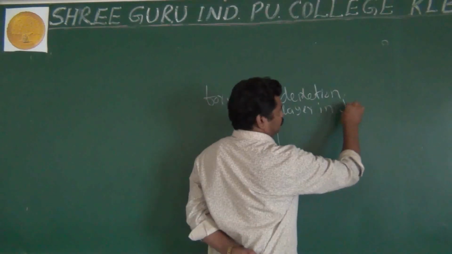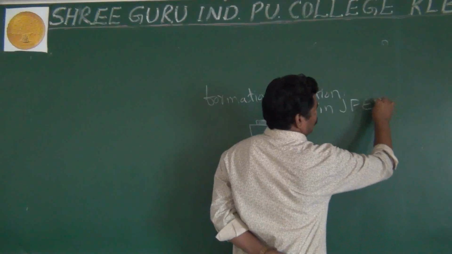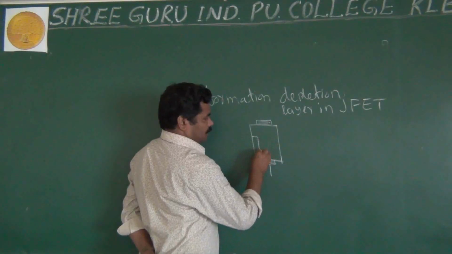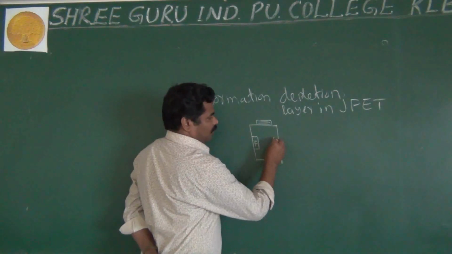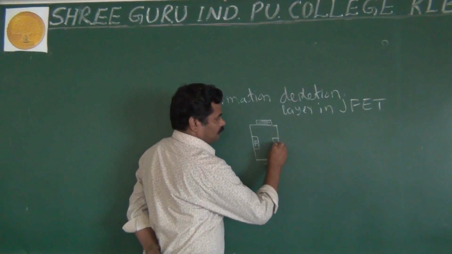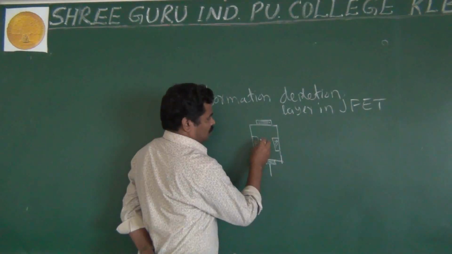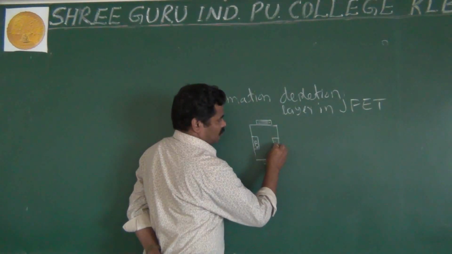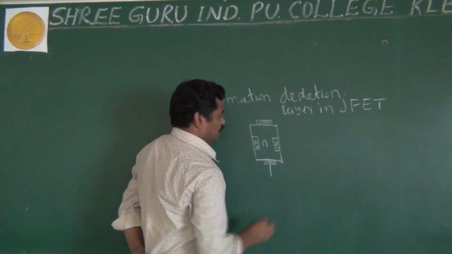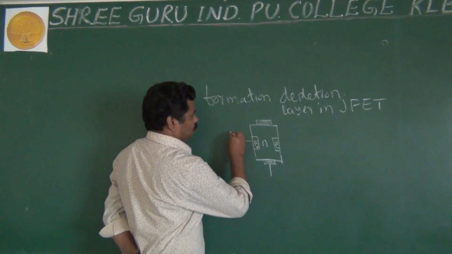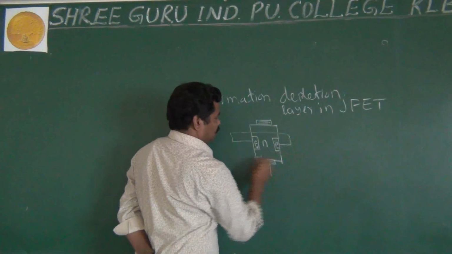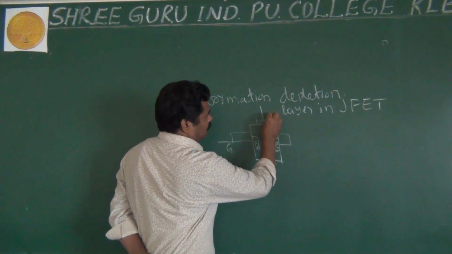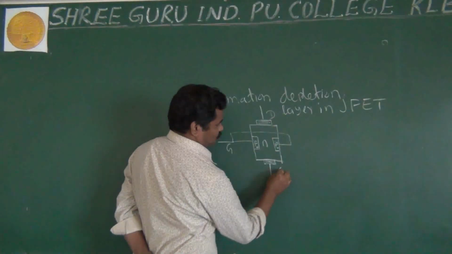In JFET, you studied in your first year about diodes. Now we will take, here you are having the P-type, here also you are having the P-type. You take P plus, you also take P plus. Here your N channel. And as I said, these two are interconnected. That is nothing but your gate. And here, this is your drain. This is your source.